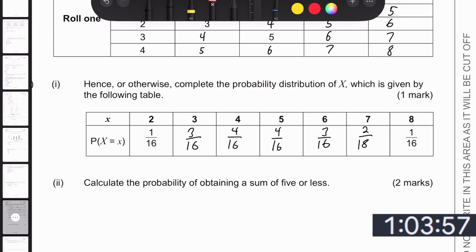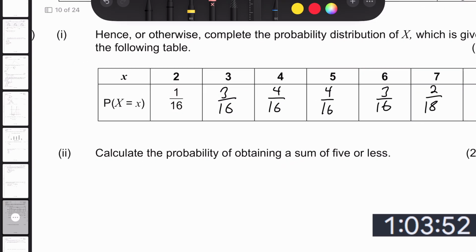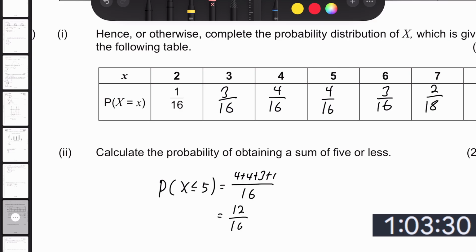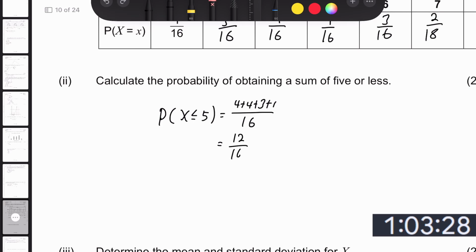Calculate the probability of obtaining a sum of 5 or less. Well, if it's 5 or less, then I just have to add up these. I just add up from here onwards, so that's 4 plus 4 plus 3, that's going to be 12 on 16. So the probability of x less than or equal to 5 is 4 plus 4 plus 3 plus 1 all over 16. That gives me 12 on 16, and I simplify that to 3 on 4.